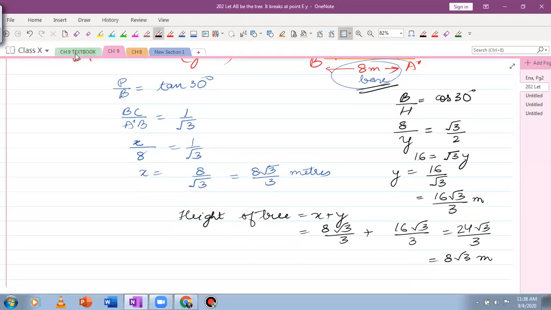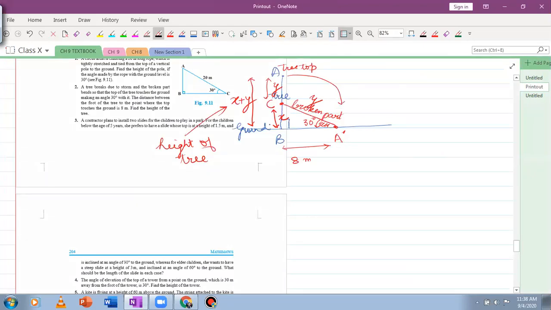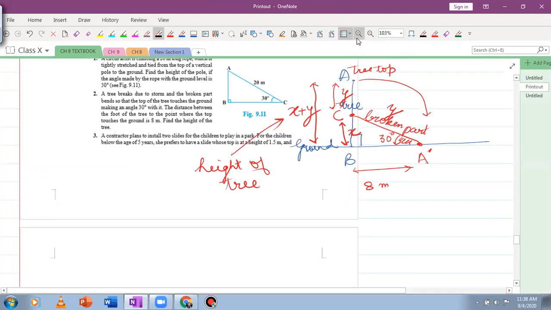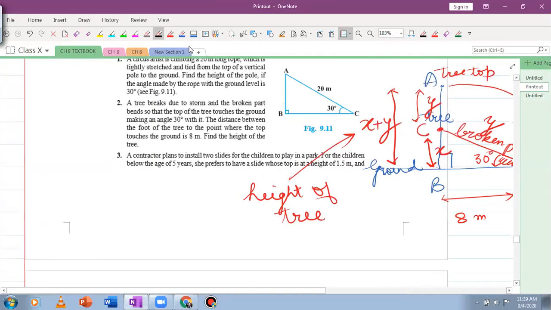Okay, I hope it's done. Let's take up the next question. Question number 3 is actually a very simple question. A contractor plans to build 2 slides for children to play in a park.